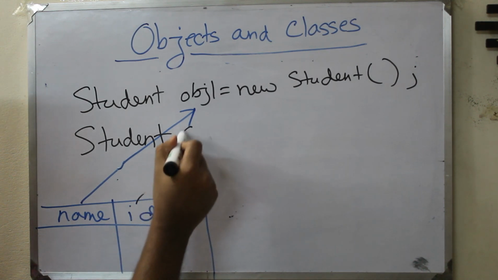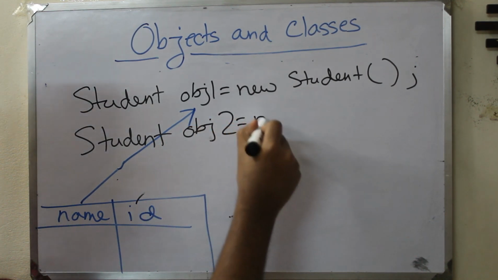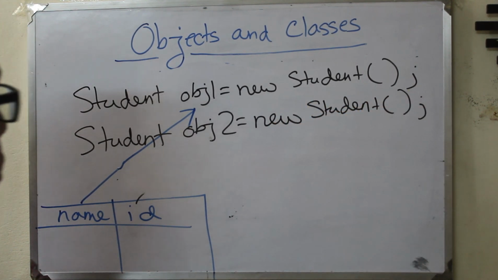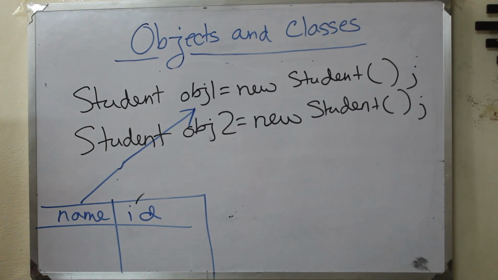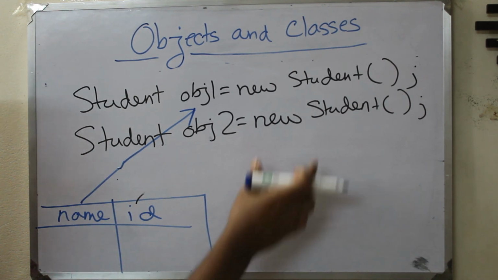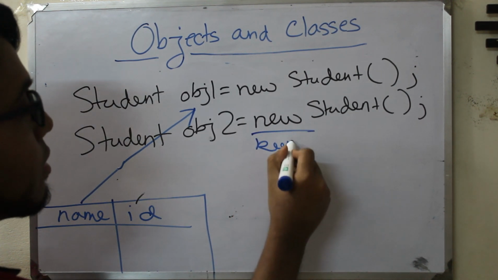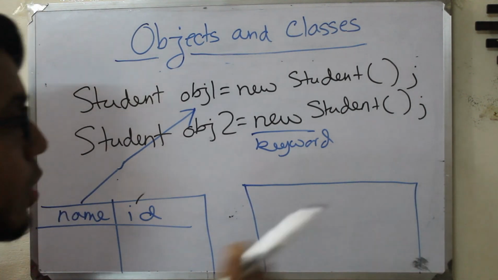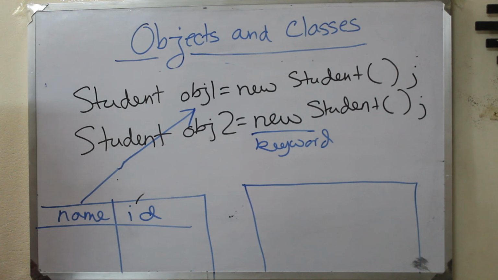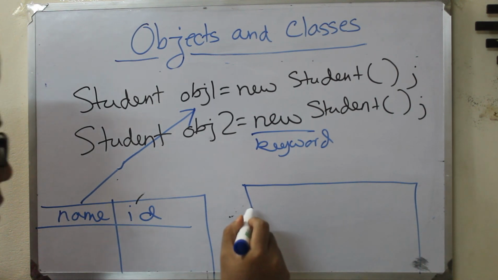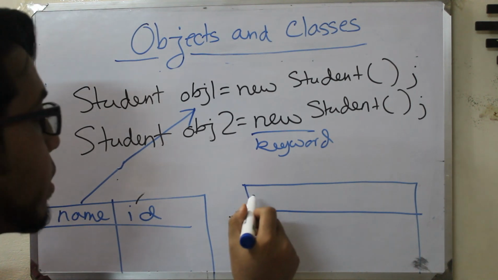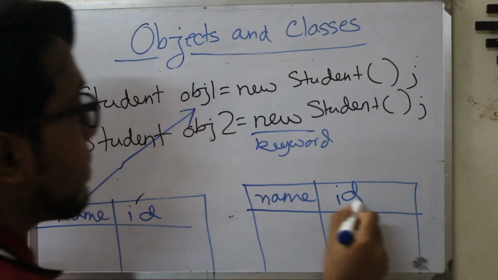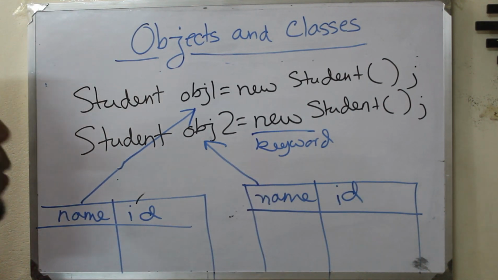The next object I'll call obj2 is equal to new student. So now obj2 refers to a new student. The keyword new allocates a memory location for a student object, and it holds the instance variables of the student object. Look at it now. This refers to a different location where we have a different object of the class student, and this is now referred to by obj2.